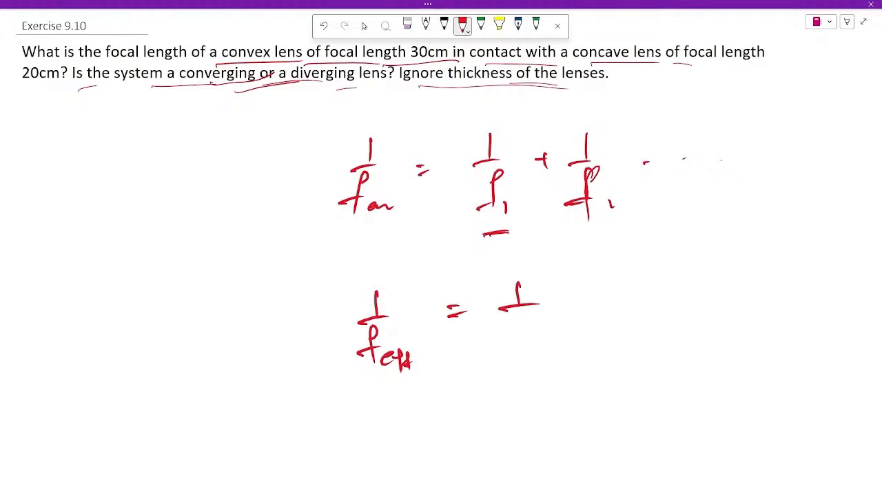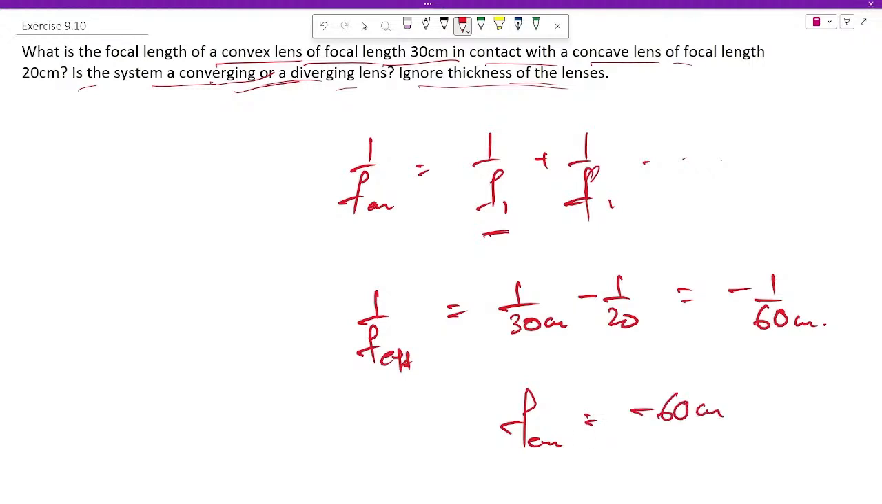That is going to be equal to 1 by f1, that is 1 by 30, minus 1 by 20. After adding this we will get a value of minus 1 by 60 per centimeter. So focal length effective is going to be equal to minus 60 centimeter. Here we see that the effective focal length is negative. That means it is diverging in nature, or we have got a concave lens of focal length 60 centimeter.